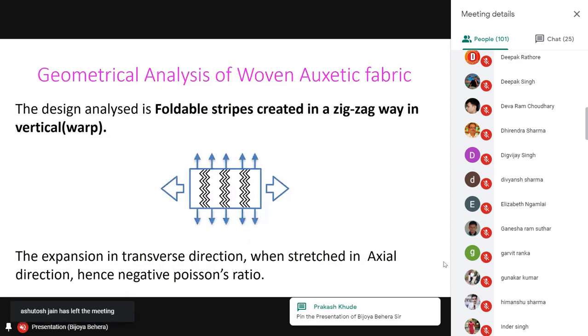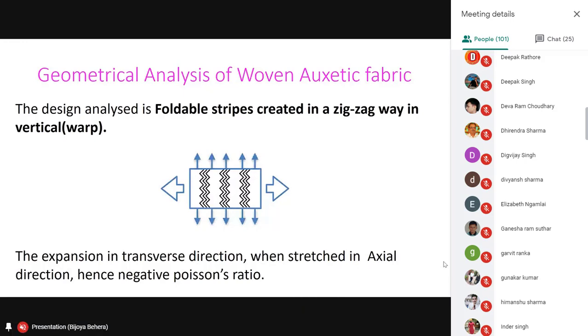Let us understand a little bit geometrically. Then only you can imagine how a weave design of auxetic behavior can be determined. So look at this diagram. The design analyzed is a foldable stripe. These foldable stripes you can take both in warp way as well as weft way. Here it is shown vertically, means warp way. So the expansion in transverse direction when stretched in axial direction is why it gives negative Poisson's ratio.